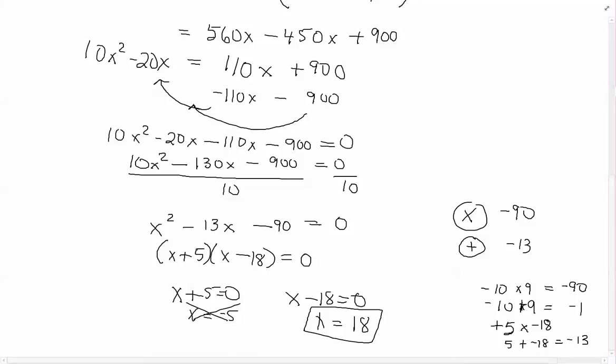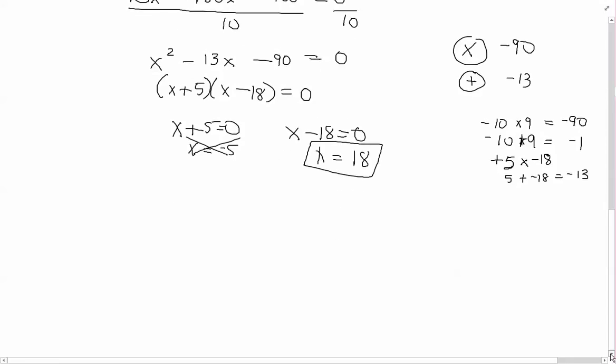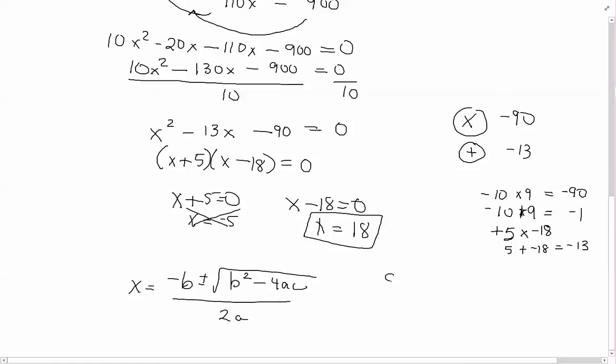If you wanted to solve this, rather than by factoring, you could use the quadratic formula. x is equal to negative b plus or minus the square root of b squared minus 4ac, divided by 2a. If we go back up to our equation, we know that a is equal to 1, b is equal to negative 13, and c is equal to negative 90. And we'll come up with exactly the same answers.